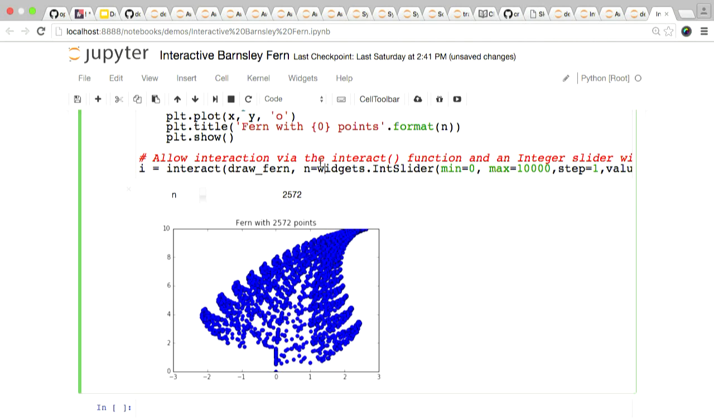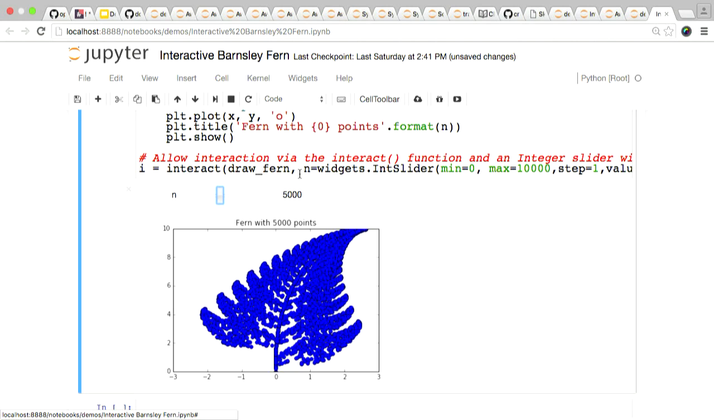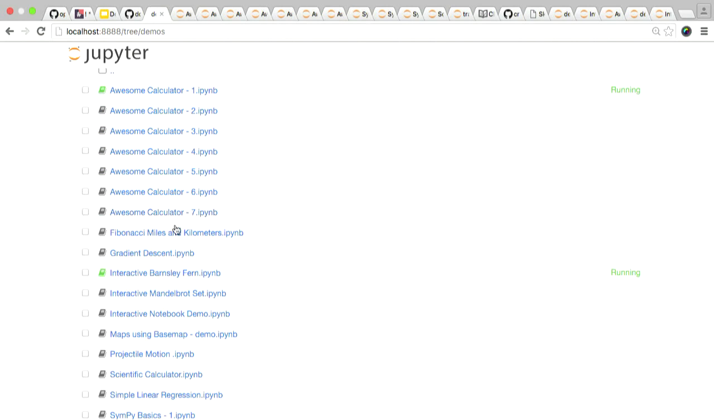And you can play with the number of points here, and similarly, what else do I have?